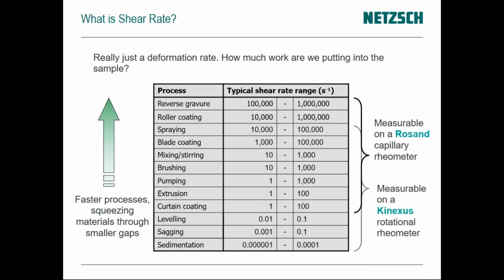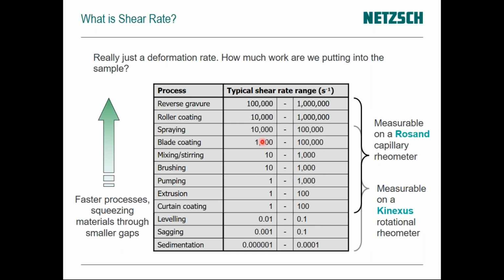Now, there's obviously a lot of different shear rates for different processes. We've talked about shear rate by definition in a previous module, but what are common shear rates? So sedimentation is an incredibly low shear rate. We're talking 10 to the minus 6 up to 10 to the minus 4 reciprocal seconds here. And then maybe leveling after you painted something, that could be 10 to the minus 2 to 10 to the minus 1 reciprocal seconds, or pumping could be 1 to 1,000.